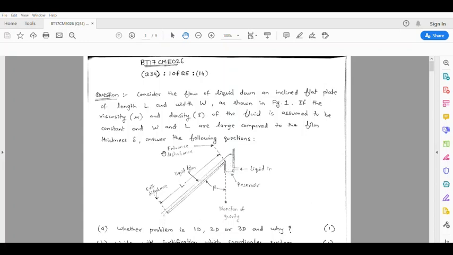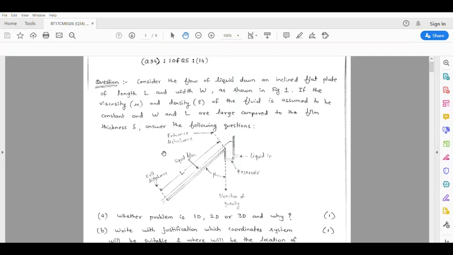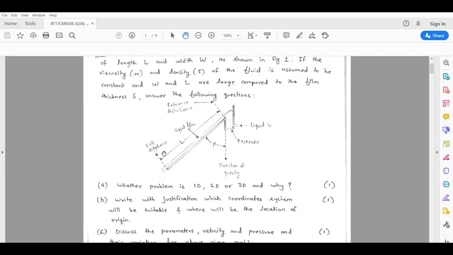Here the viscosity and density of the fluid are assumed to be constant, and the width W and length L are large compared to the film thickness del. Here we need to answer the following questions. First one is whether the problem is 1D, 2D or 3D, and the reason behind the solution.